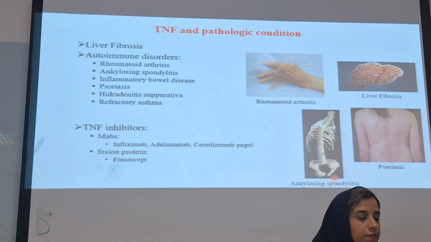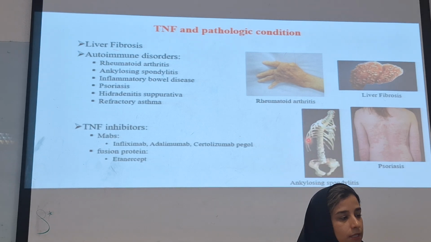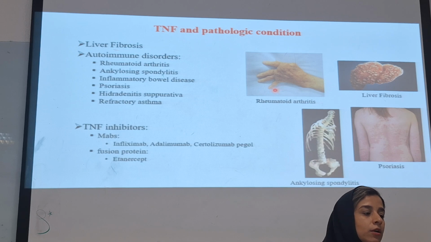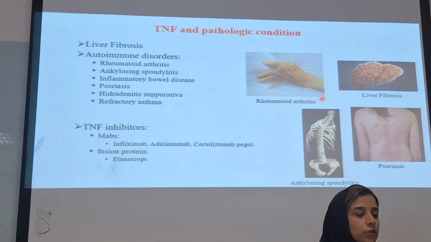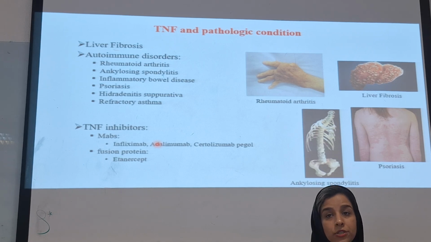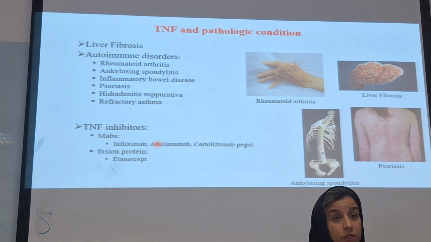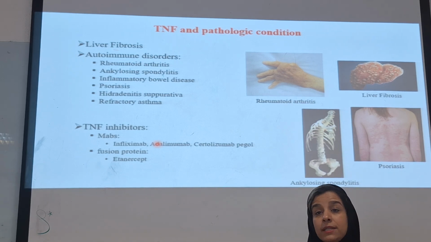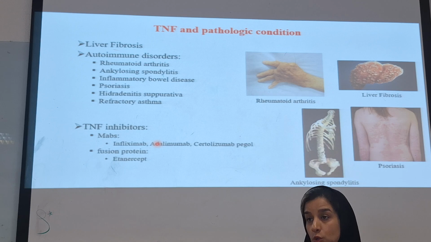For example, if inflammation is in the vertebra, it leads to ankylosing spondylitis. If the inflammation is inside of joints, it is rheumatoid arthritis. In our liver, it is liver fibrosis. But these days, doctors use some TNF inhibitors to inhibit these cytokine functions and alleviate the symptoms of these disorders.